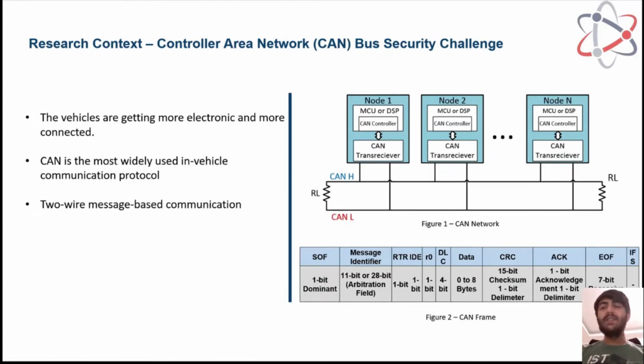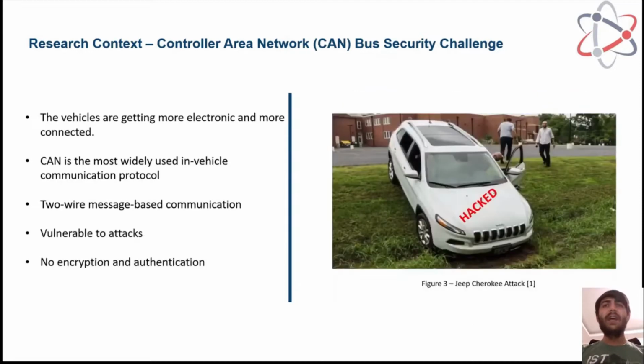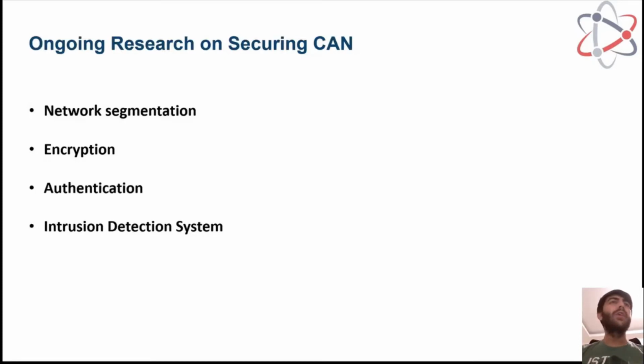However, the protocol was designed in the early 1980s. Therefore, it is vulnerable to attack as there is no security mechanism like encryption and authentication. As you can see in the photo, the vehicle is hijacked remotely. Its braking system is disabled. To prevent these attacks, there is some ongoing research. This research can be categorized as network segmentation, encryption, authentication, and intrusion detection system.